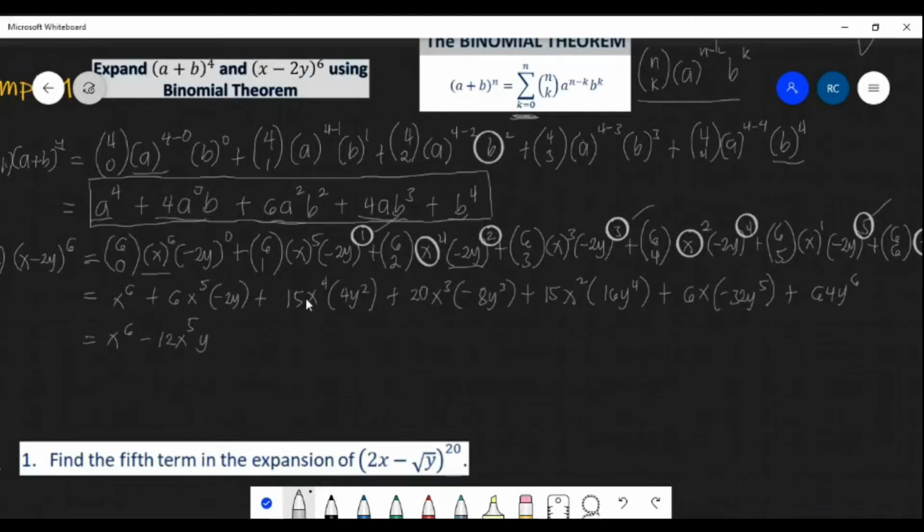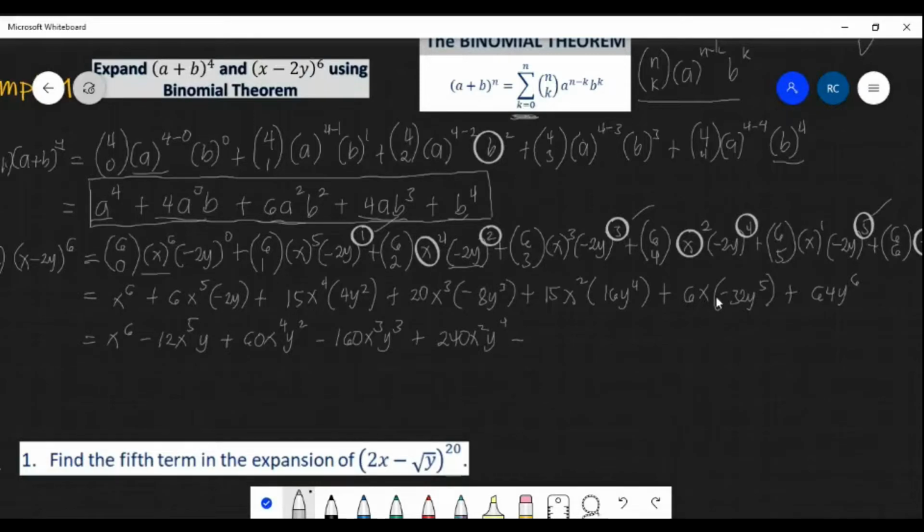Next, what is 15 times 4? 60. Okay, 60x raised to 4, y squared. What is 20 times 8? 160. 160x cubed y cubed. What is 15 times 16? 240. 240x squared y raised to 4.